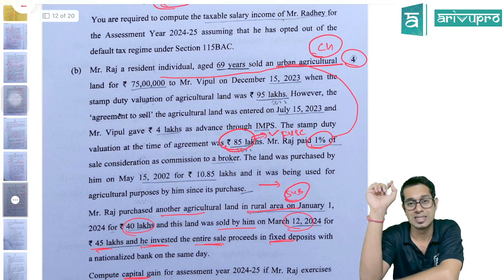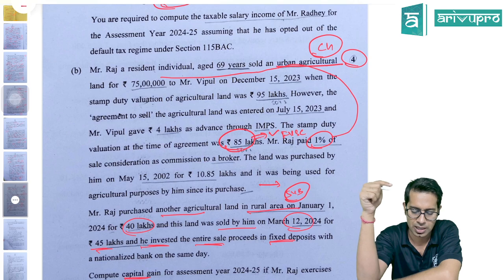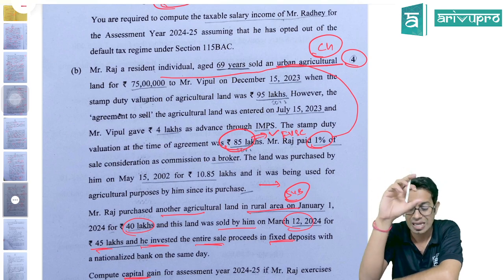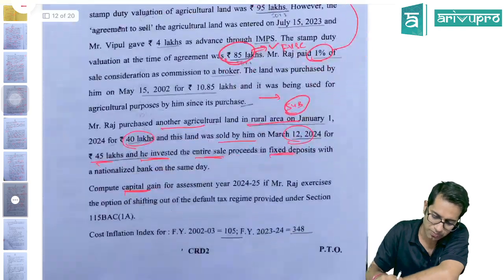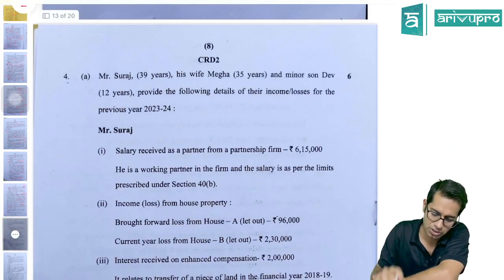You should take sale price as 85 lakh rupees, reduce 7.5 lakh rupees. You will get your net sale consideration. From that you will have to reduce the indexed cost of acquisition. Okay, you will have to take the indexed cost of acquisition.